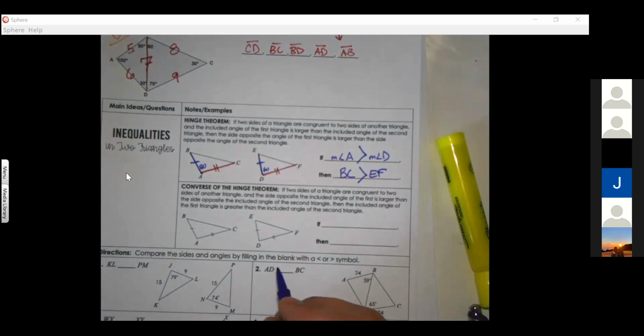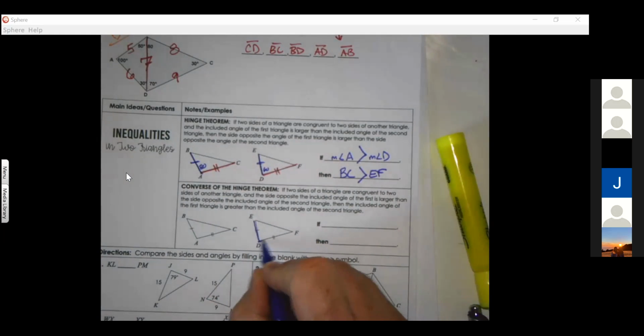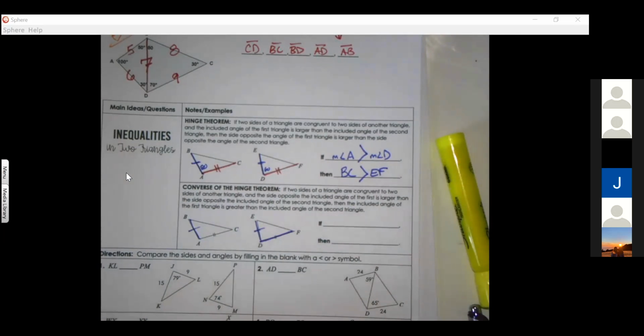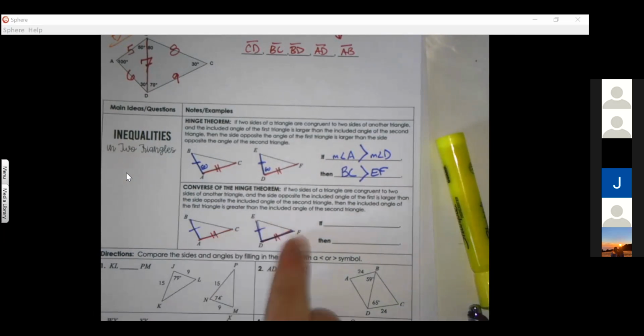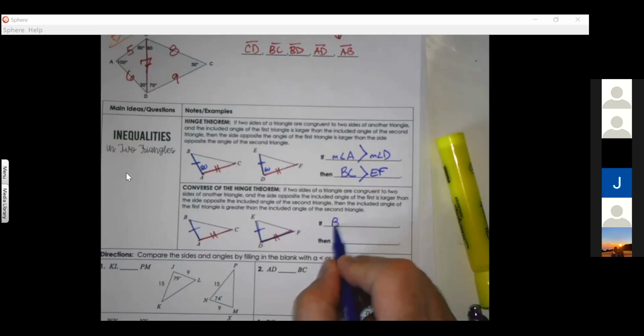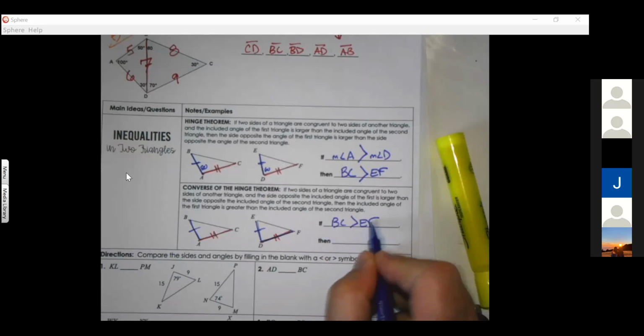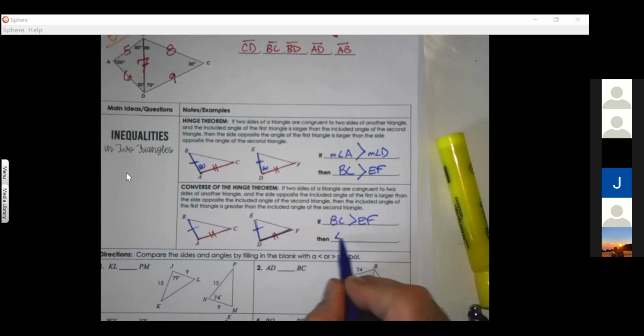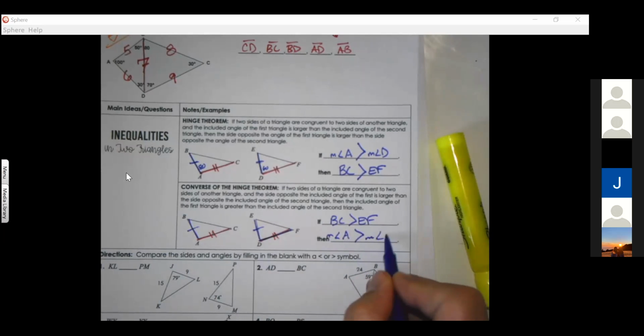And the same works the other way. So if you know that, for example, BC is bigger than EF, if this is bigger than this and these side pairs are the same, then the angle has to be bigger. Angle A, measure, must be bigger than the measure of angle D.